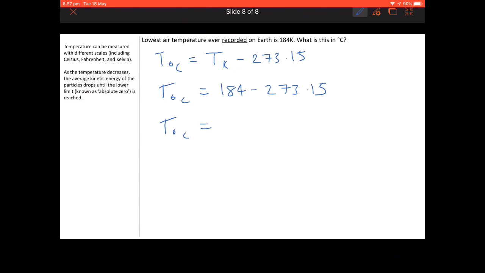So to work this out in Celsius, we'll use our rule. Temperature in Celsius is equal to temperature in Kelvin minus 273.15. So this will be 184 minus 273.15. Therefore, the temperature in Celsius is negative 89.15 degrees.